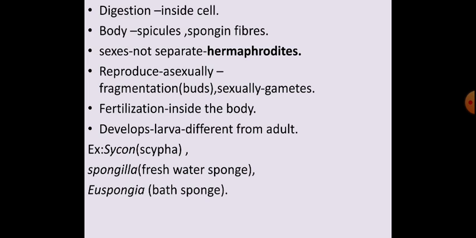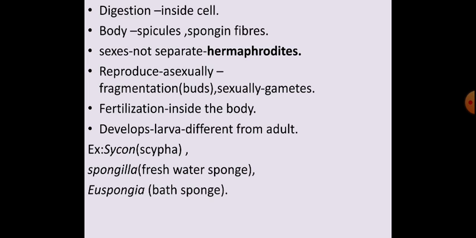Next, reproduction. Sponges reproduce asexually by fragmentation and sexually by production of gametes. They have two modes of reproduction, that is asexual reproduction and sexual reproduction. Sexual reproduction is possible because male and female sex organs are present in the same body. So the organisms belonging to phylum Porifera reproduce either by asexual reproduction or by sexual reproduction.